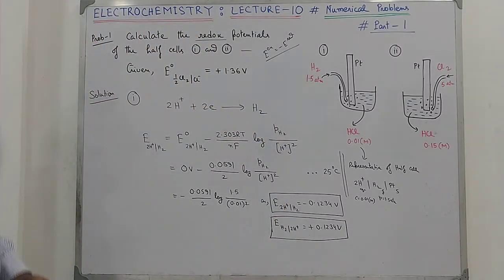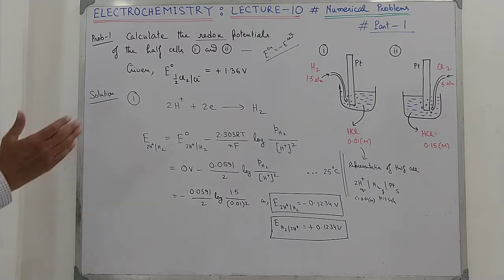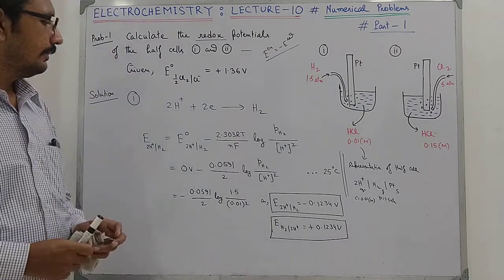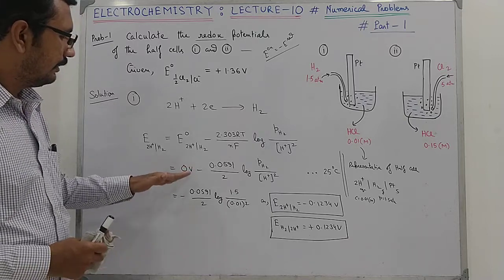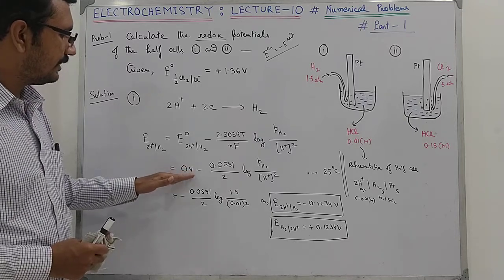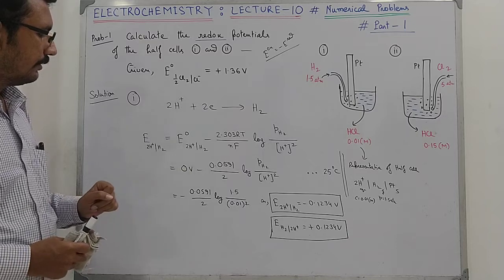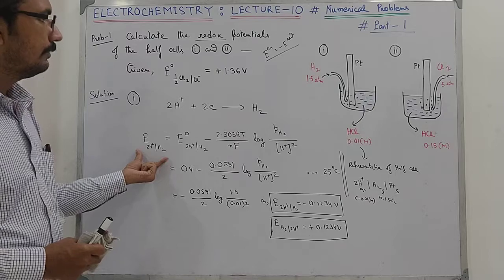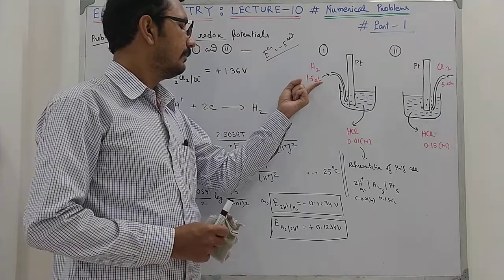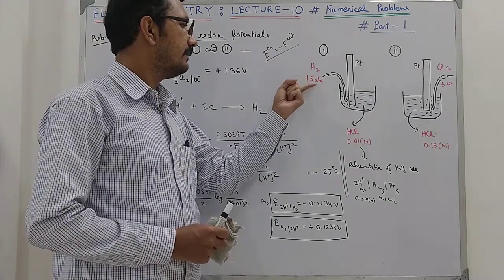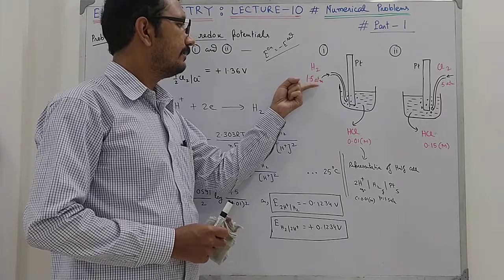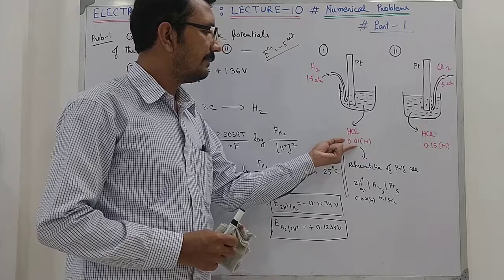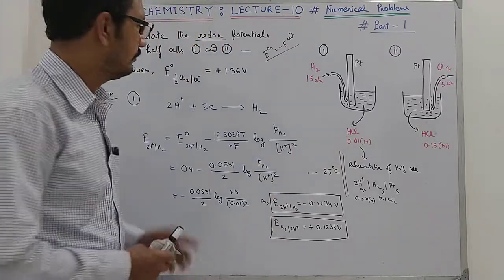So this value we have obtained. Now we have to check whether we are correct or not. Now see, if the standard electrode potential is 0 volt, then what should be the voltage when the pressure of hydrogen is kept at 1.5 atm and the concentration of the solution is kept at 0.01 molar.